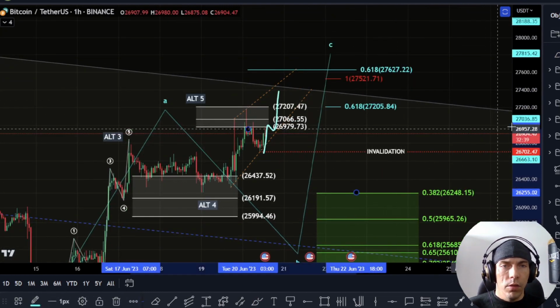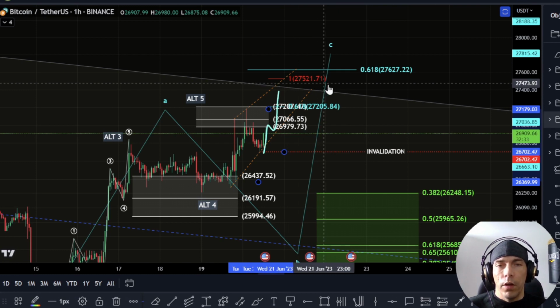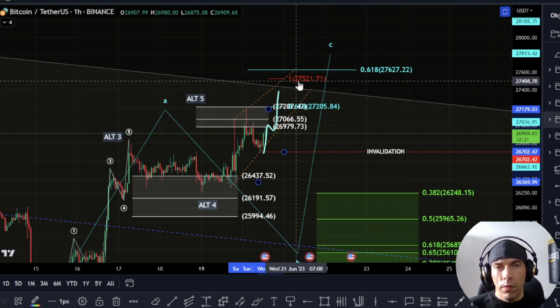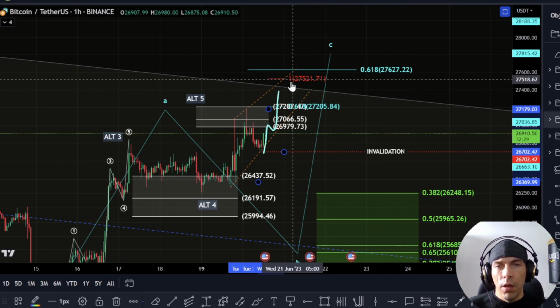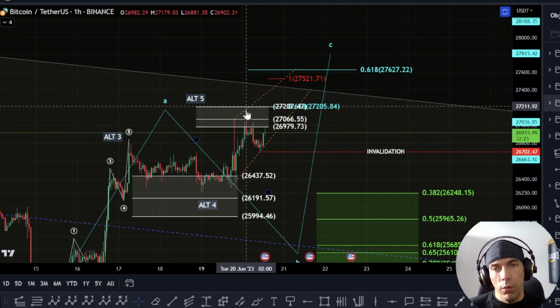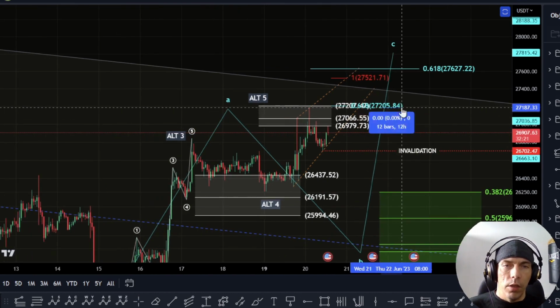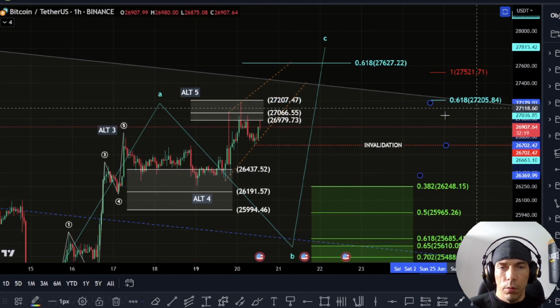Now, the thing within this is we cannot cross this 27,521. If we cross that 27,521 level, this would mean that we cannot look at this as a diagonal anymore, because this wave 5 would be longer than the wave 3 that we have here. So we need to just be mindful that that's going to be an important level within this count.